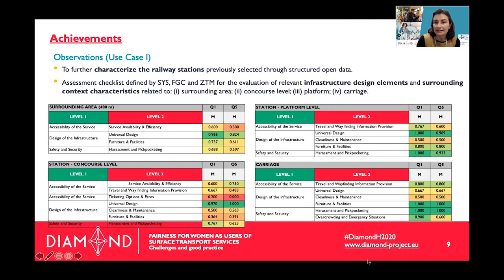And we used a checklist that is now available for others to use to audit their services in terms of accessibility of the platform, of carriages, of concourse levels, surrounding area, and other characteristics like security and safety.